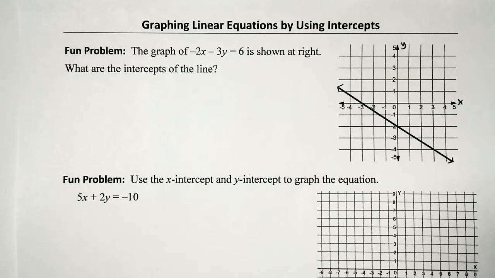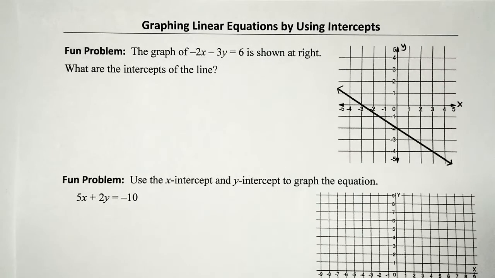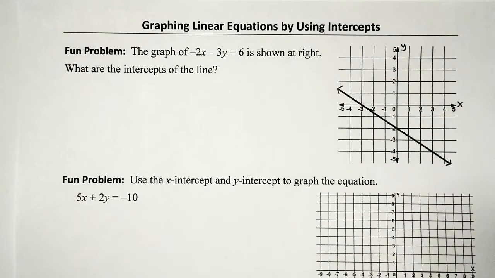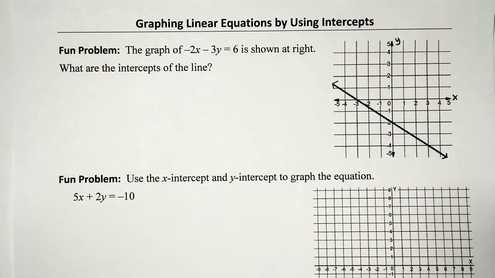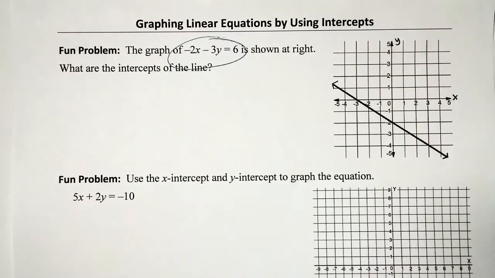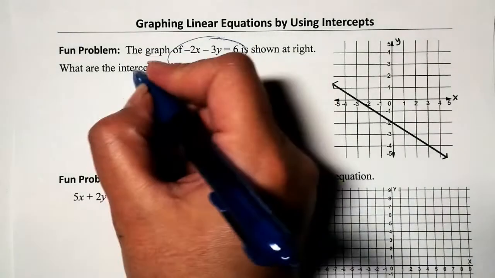Guys, today we are going to be introducing our second technique as to how to graph the equation of a line. Okay, but before we do, I'm going to give you the graph of an actual equation, and then I'm going to ask you to identify some information. So we have the graph of this equation, negative 2x minus 3y equals 6, and the question is what are the intercepts of the line?